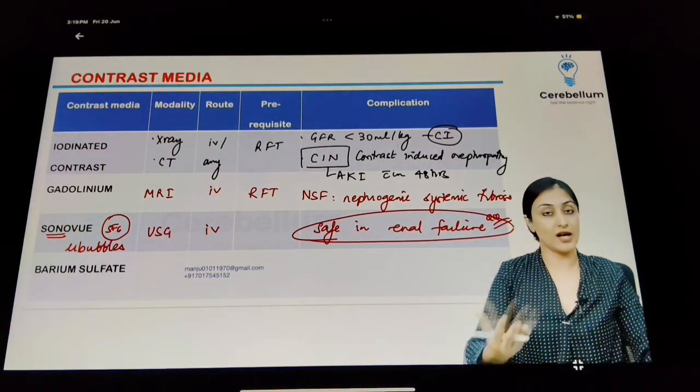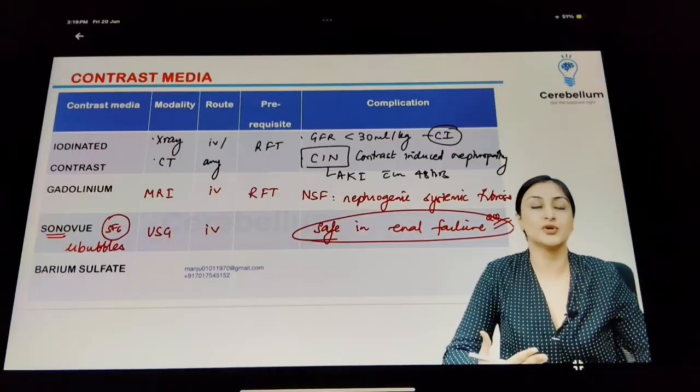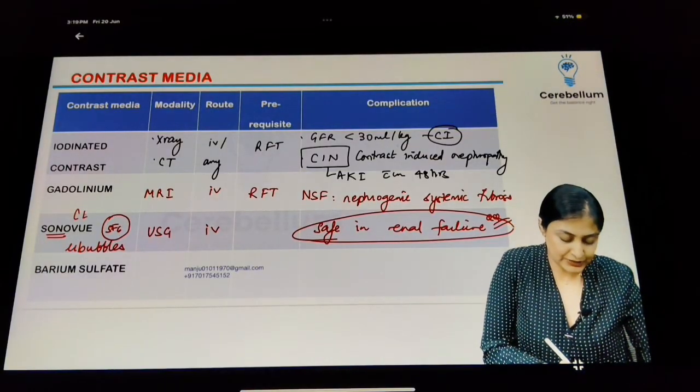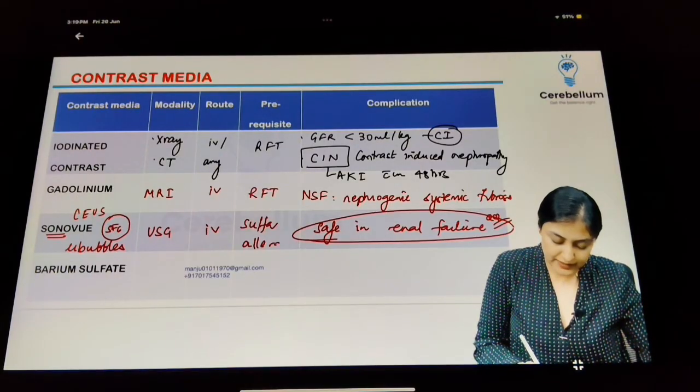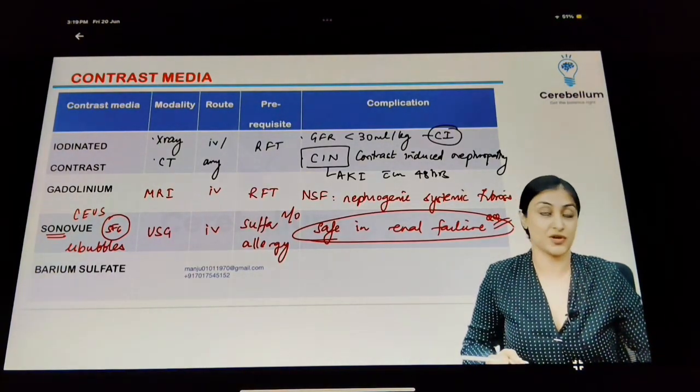If I have a patient with CKD, I can't use iodine, I can't use gadolinium. The only thing I can do is a contrast enhanced ultrasound, a CEUS, and that is what is SonoVue. The prerequisite, because it is sulfur, you have to rule out sulfur allergy, right? So rule out sulfur allergy because you are injecting sulfur.